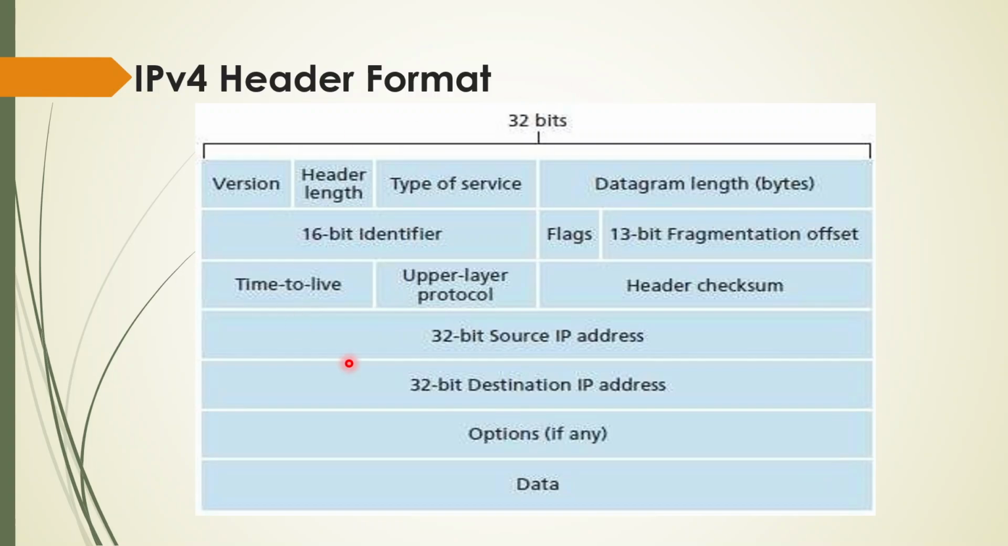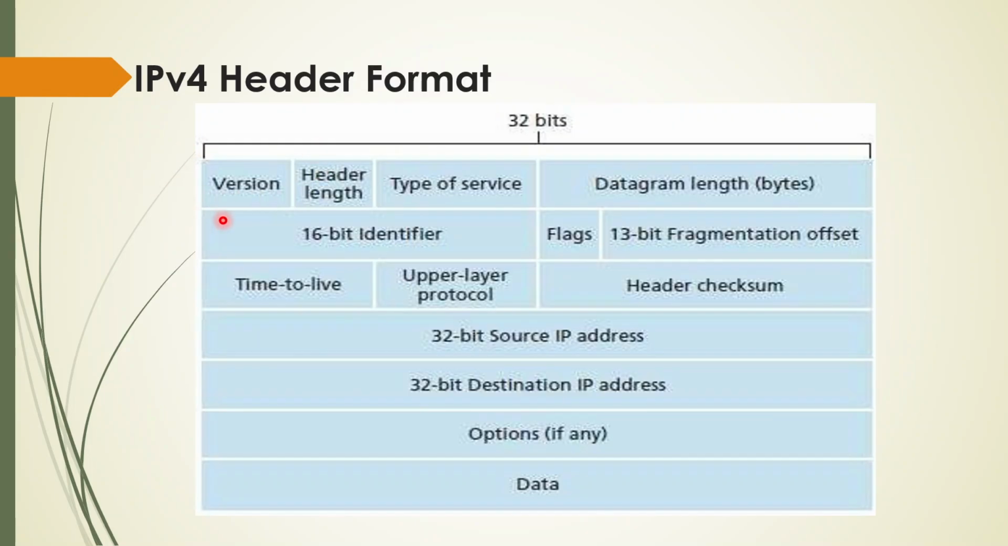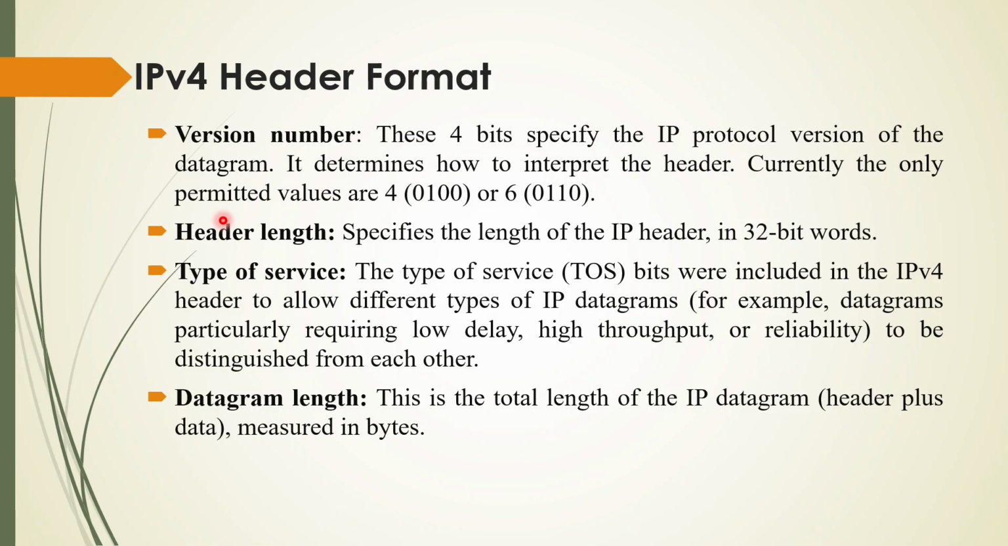Okay, so first is version number. These 4 bits specify the IP protocol version of the datagram. So this is the version and it is of 4 bits. It determines how to interpret the header. Currently the only permitted values are 4 or 6. So for 4 it is 0100 and for 6 it is 0110. So here we have IPv4, that is version 4, and next we have IPv6. These are the permitted values.